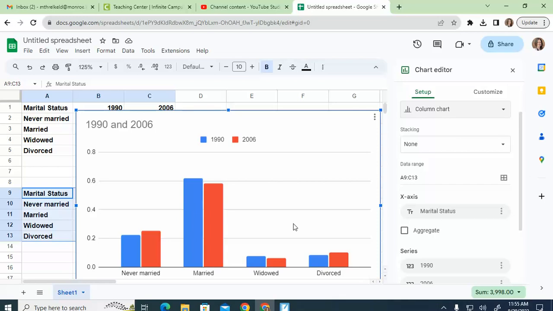The last type of chart. I didn't mean to start. You did it the first time. Can you read it and see?